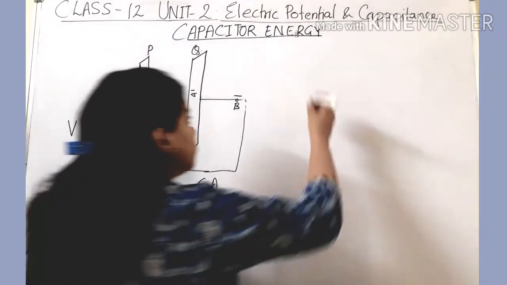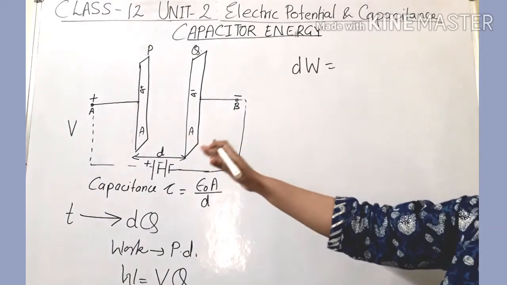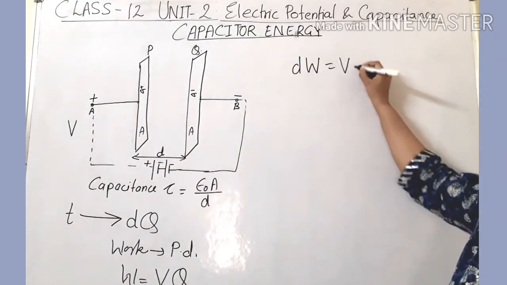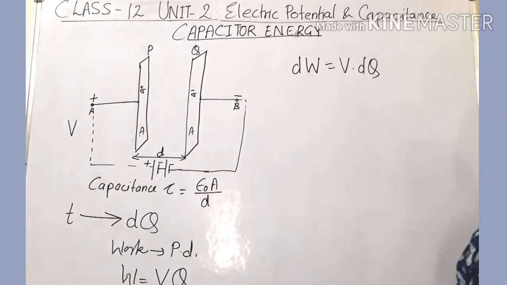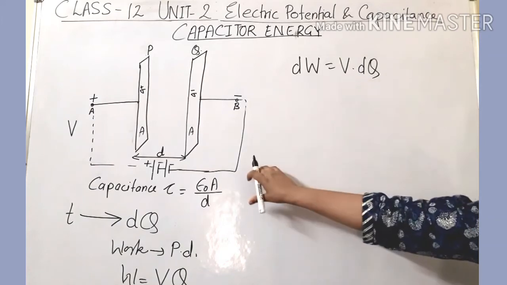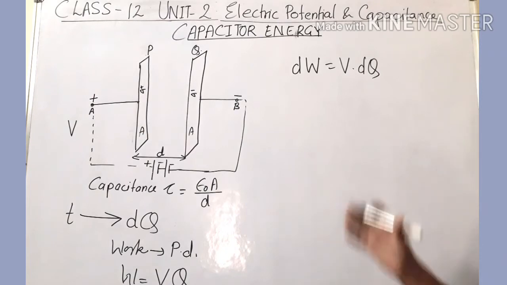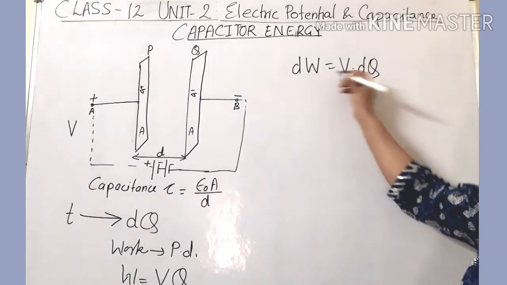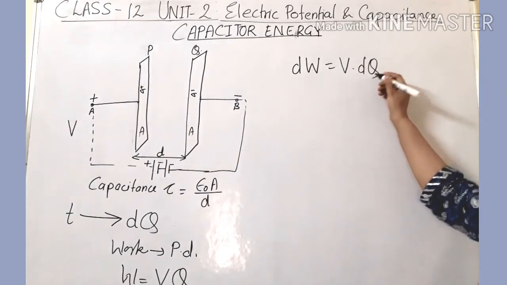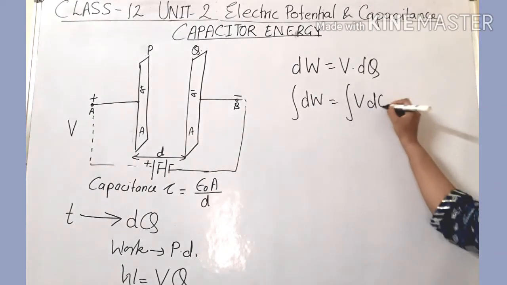So a small amount of work to collect dq charge over the plate P and the corresponding induced charge over the plate Q is equal to V into dq. Is this point clear? dW is equal to the potential difference across the plates into dq, where dq is the small amount of charge stored at time t. Now we can integrate these terms and get the full work corresponding to the full charge value over the parallel plate capacitor. So integrate dW, that is equal to the integration of V dq.